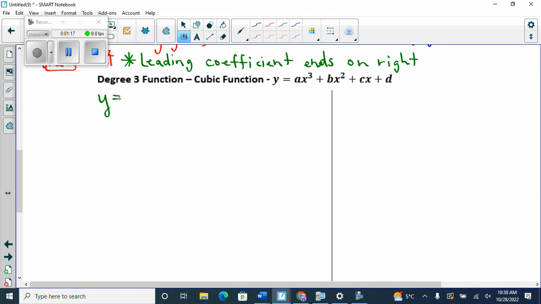So it is y equals negative 2x cubed plus 4x squared minus 3x plus 1. Typing it into your calculator. Every single person has a calculator in their hands, and every single person is typing this in.